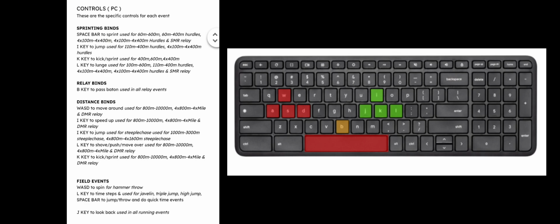And for the relay, when you're passing the baton, always just press the B key. If you do not press the B key, guess what? You drop the baton and you lose the race.